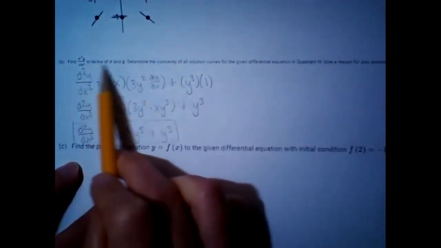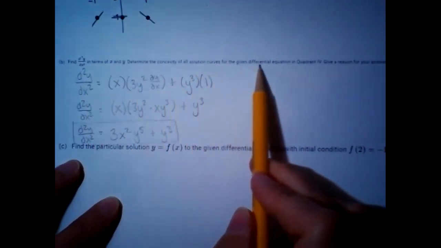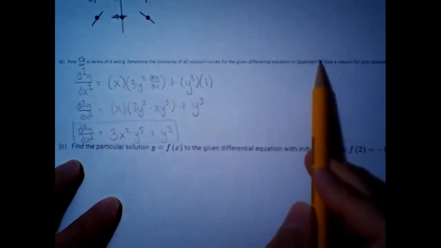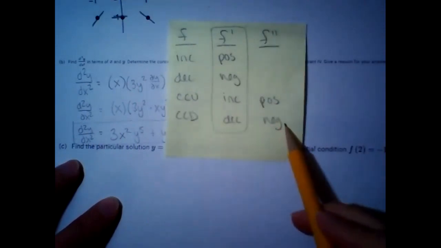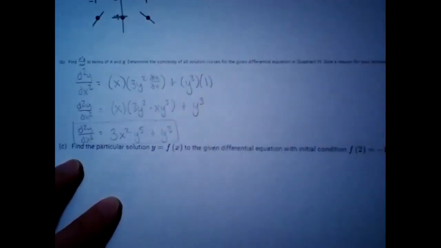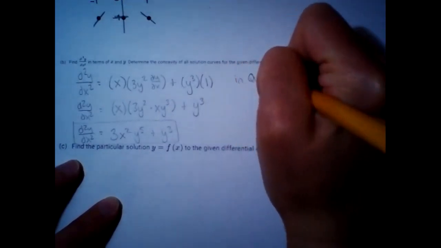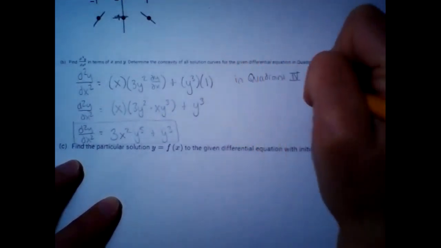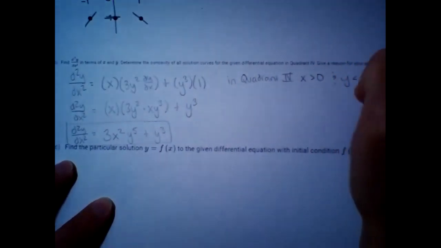All right, so we found that. Then it says determine the concavity of all solution curves for the given differential equation in quadrant 4. All right, now let's review concavity. I'm going to pull out my favorite sticky note here. If our second derivative is positive, that means concave up. If the second derivative is negative, that means concave down. Now they said in quadrant 4. So in quadrant 4, x is positive and y is negative.